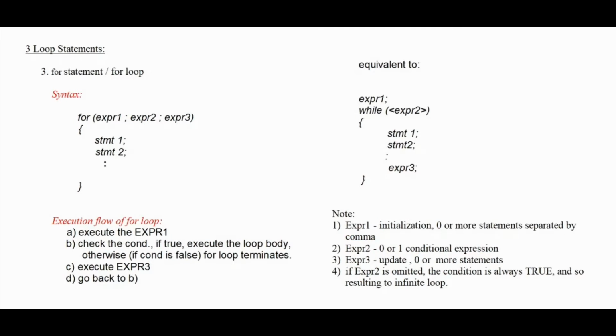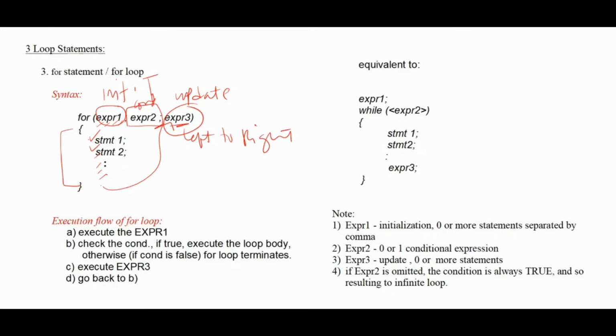So reviewing the flow of execution of the for loop, the initialization is executed first. All of the statements in here, if there are several, will be executed from left to right. After that, check the condition. If it is true, then all the statements in the loop body from the first up to the last will be executed. After the last, execution jumps to expression 3, the update. If this has several statements or expressions separated by a comma, they will be executed from left to right.